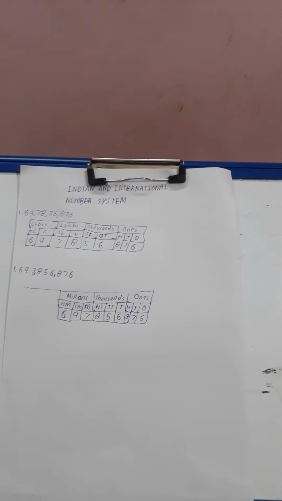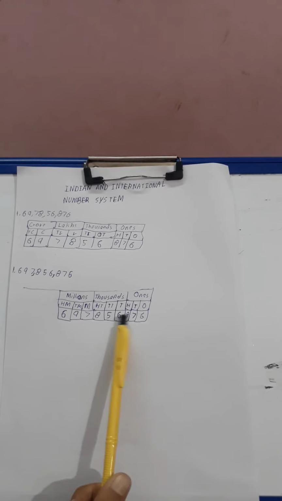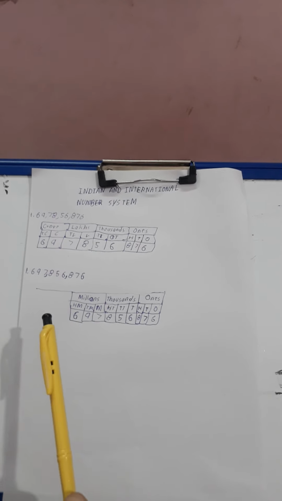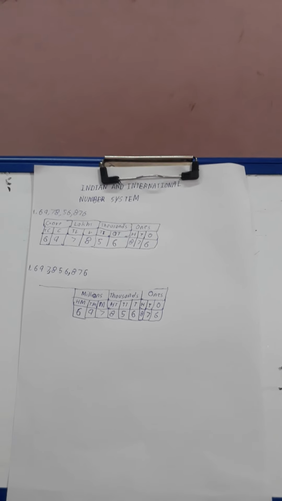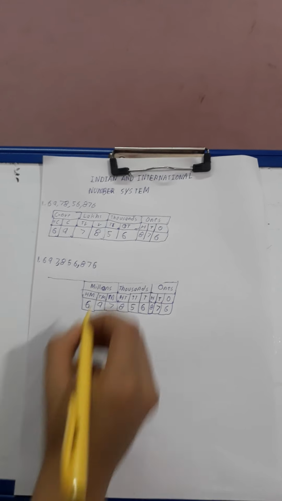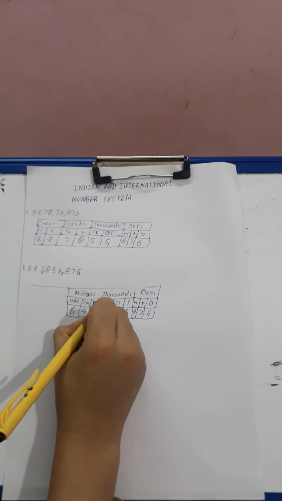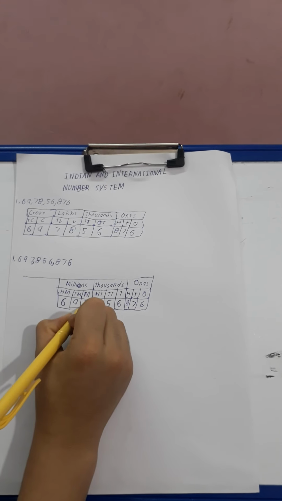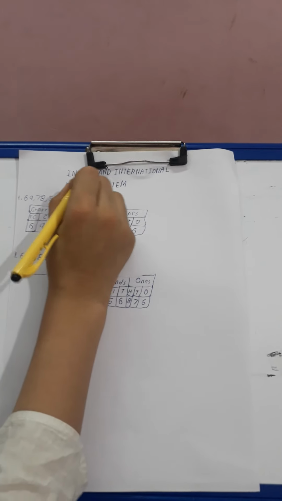999,999 plus 1. So you will think that it is 1,000 thousands, but it is not a number in the international number system and even the Indian number system. So the new place comes, which is million. So we will write 1 million. So you have understood a thing that 1 million is equal to 10 lakhs of Indian number system.